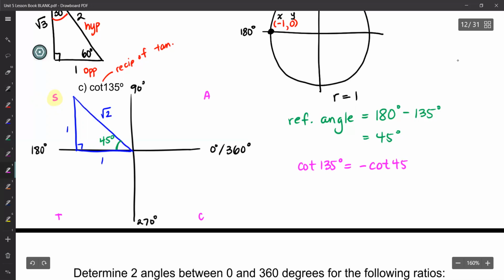So I should expect that the cotangent of 135 is actually equal to the negative cotangent of 45 degrees. And because cotangent is the reciprocal of tangent, I'm looking for adjacent over opposite to do cotangent. So in this case, it will be negative 1 over 1, which gives us negative 1.